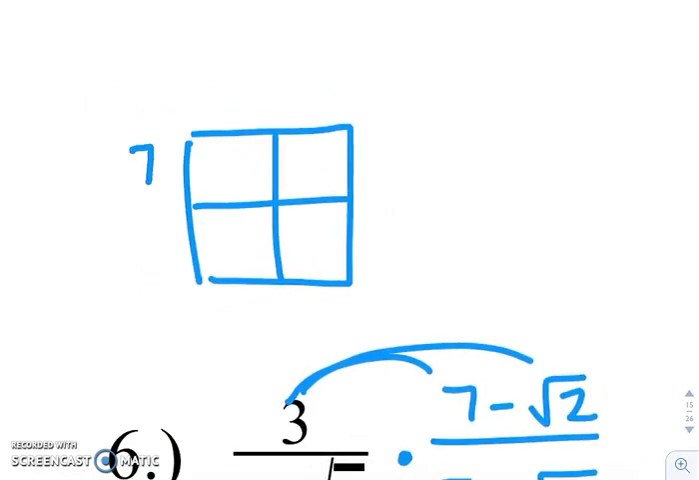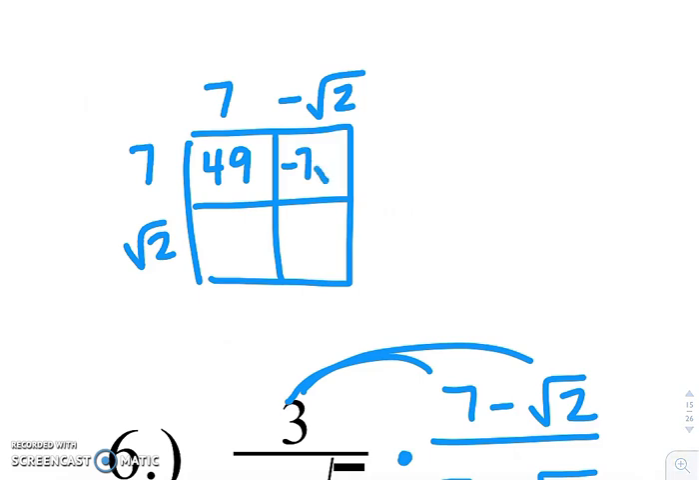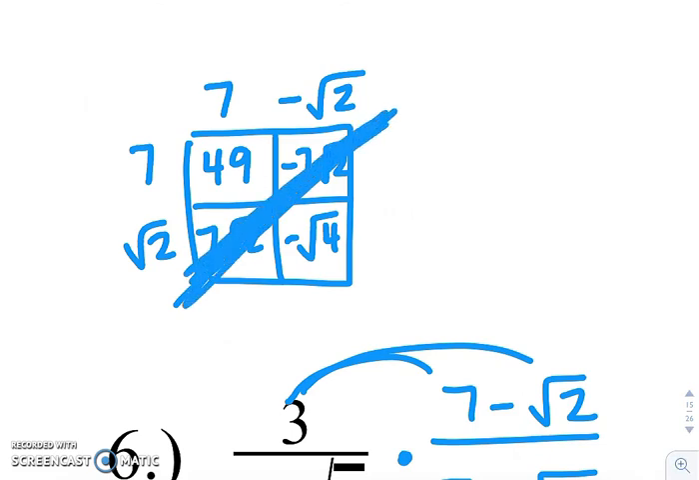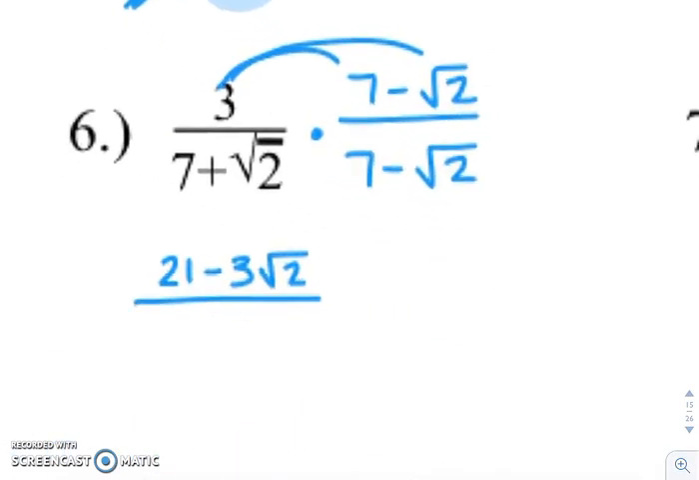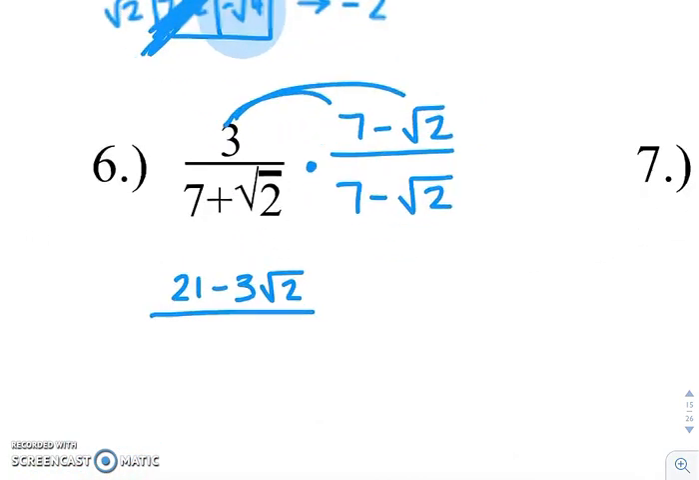So if you guys did 7 and positive square root 2, and 7 minus, 7 times 7, 49, negative 7 square root 2, positive 7 square root 2, negative square root 4. So what happens is the positive 7 square root 2 and that negative 7 square root 2 cancel each other out. And that's what's supposed to happen with the conjugate. That's the idea. And this value here just simply becomes negative 2. So the whole bottom of this fraction becomes 49 minus 2.